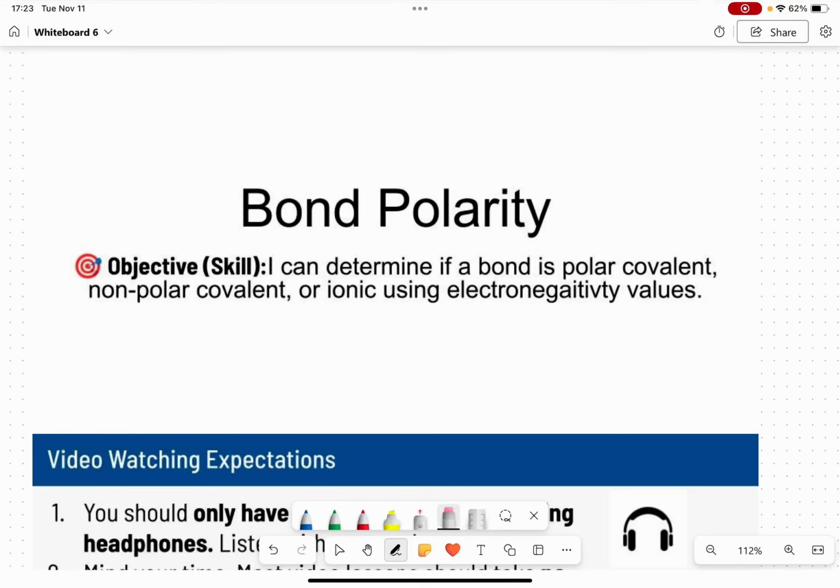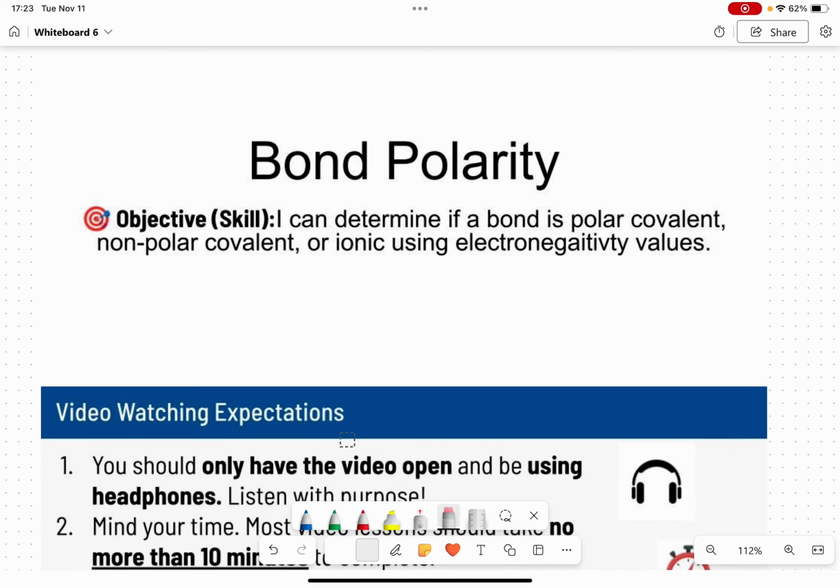In this video, we are going to be talking about bond polarity, so you will be able to determine if a bond is polar covalent, nonpolar covalent, or ionic using electronegativity values by the end of this video.